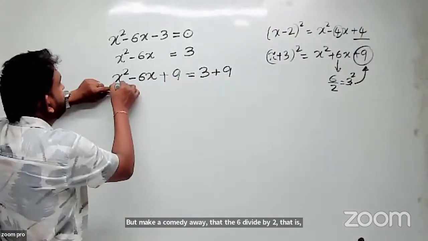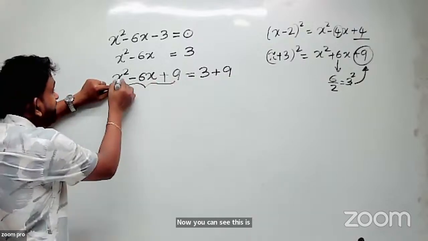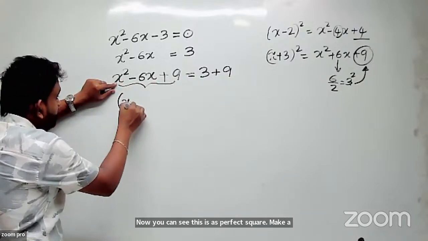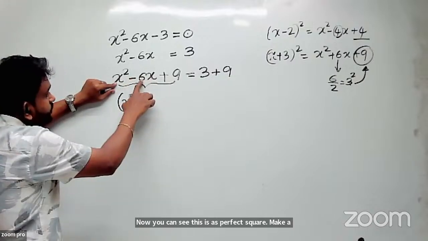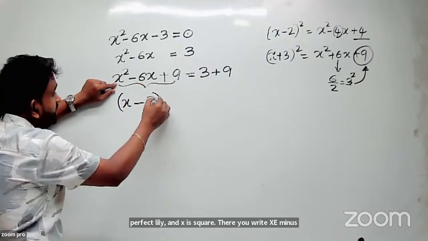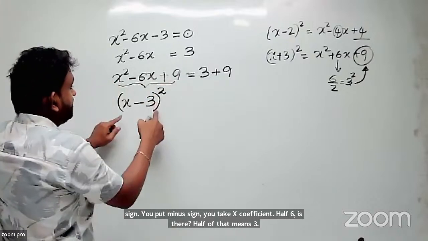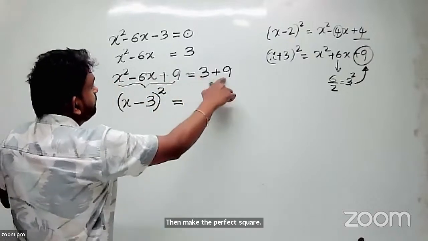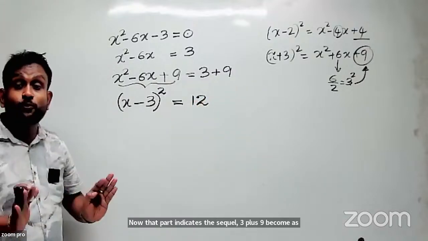Now you can see this as a perfect square. X squared there you write x, here minus sign, you put minus sign. You take half of the x coefficient. 6 is there, half of that means 3. Then make the perfect square. Now that part equals this. 3 plus 9 becomes 12. Okay, that is what we need.